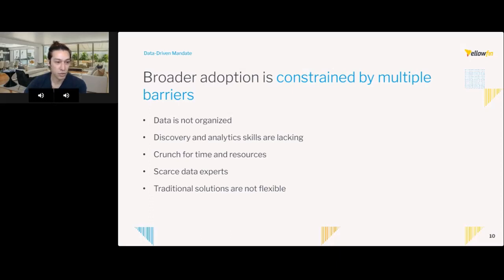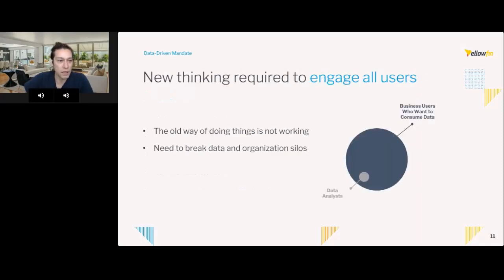And finally, traditional solutions are not flexible. So many organizations rely on legacy systems that are often rigid and don't really adapt to changing data requirements, or even just the vast amount of data that is being collected, as we saw earlier. So this lack of flexibility can sometimes stifle innovation and can really inhibit the development of a data-driven culture. But none of these barriers are really insurmountable. It just simply requires a new way of thinking.